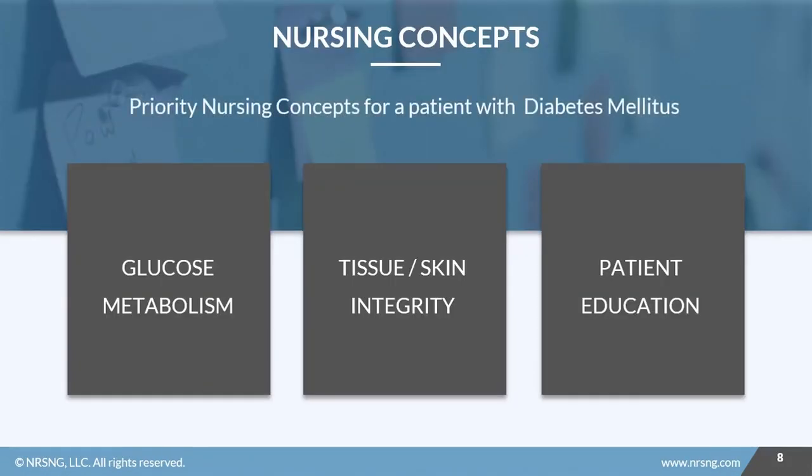So, as you probably could have already guessed, our top nursing concepts for a patient with diabetes mellitus are going to be glucose metabolism, tissue skin integrity, and patient education. Check out the care plan attached to this lesson to see more detailed nursing interventions and rationales.